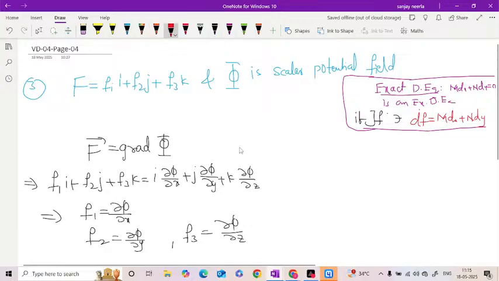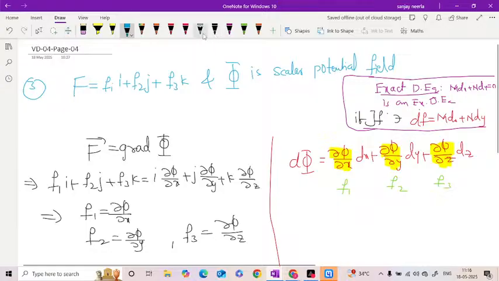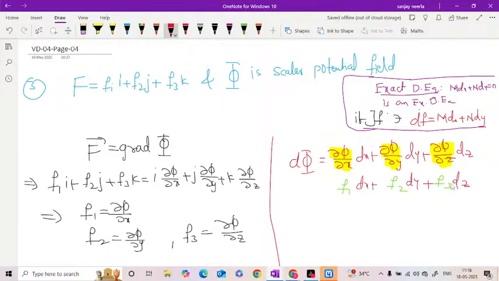Now come to our problem. We know that pi is a function of x, y, z. Now what is the derivative of pi? The derivative of pi we can write as dou pi by dou x into dx plus dou pi by dou y into dy plus dou pi by dou z into dz. But we already have dou pi by dou x, dou pi by dou y and dou pi by dou z as f1, f2 and f3. That means in total we can write f1 dx plus f2 dy plus f3 dz is equal to d pi.